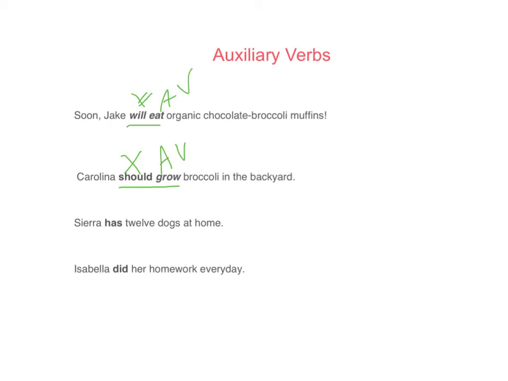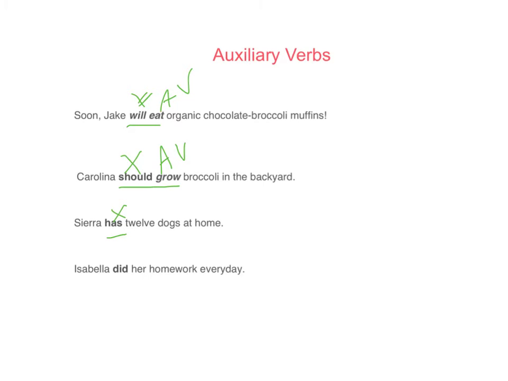Now, sometimes the auxiliary verb can work all by itself, as in this example, Sierra has 12 dogs at home. Has is our auxiliary verb. It's also our main verb, our only verb, and so it serves as an action.